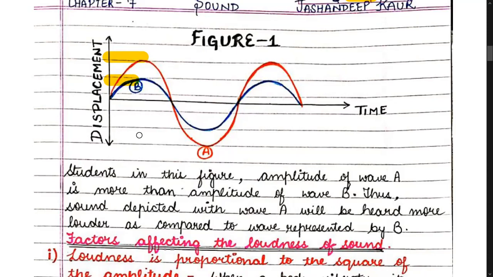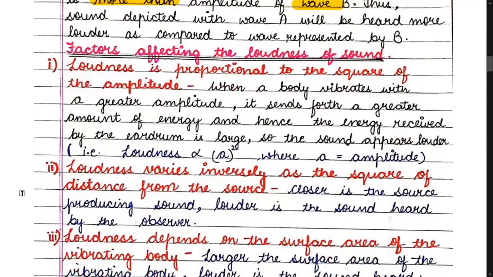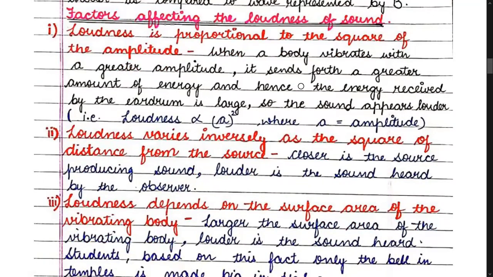What does it mean? It means that A is having more loudness. So we can say that amplitude of wave A is more than amplitude of wave B. Thus, sound depicted with wave A will be heard louder as compared to the sound represented by wave B. So students, today we will learn about more factors which are affecting the loudness of sound.